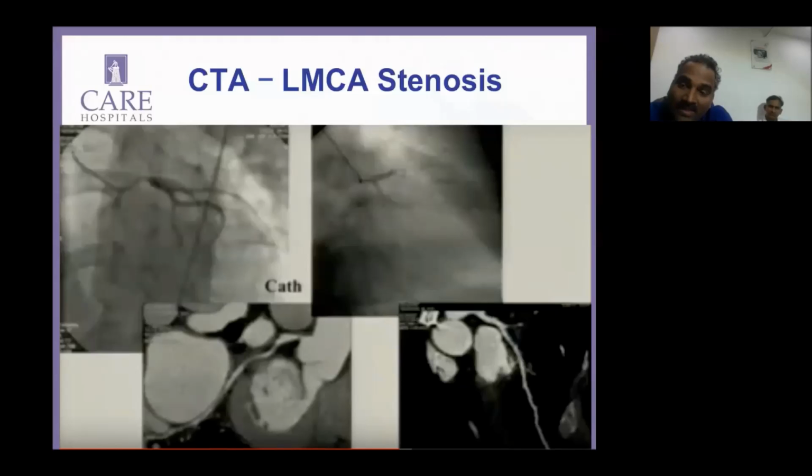There are many case reports in JACC where people did bypass surgery. In fact, a few patients underwent emergency bypass. Six months later, when they did a CT angiogram, the LMCA was normal. So as you showed in your second case, where it appeared a very tight lesion, but when you did CT, there was almost no lesion.